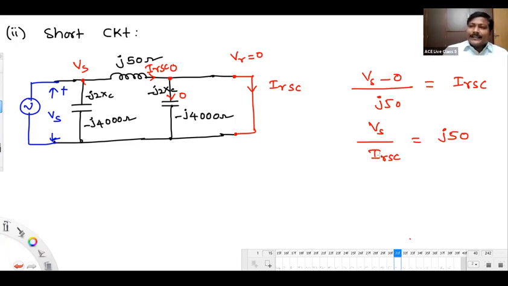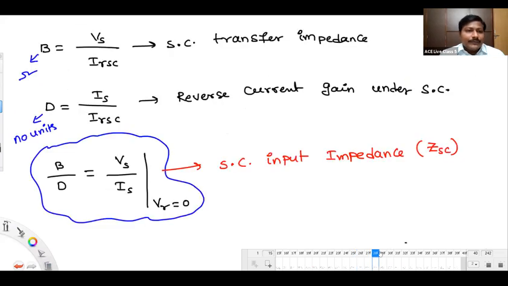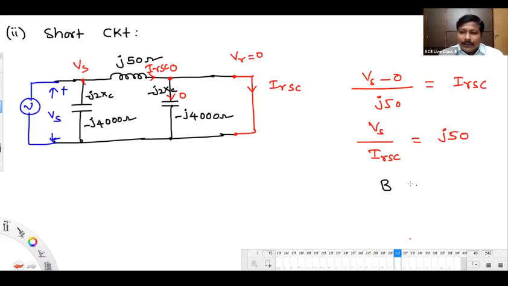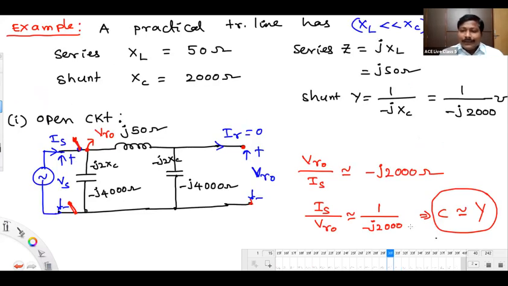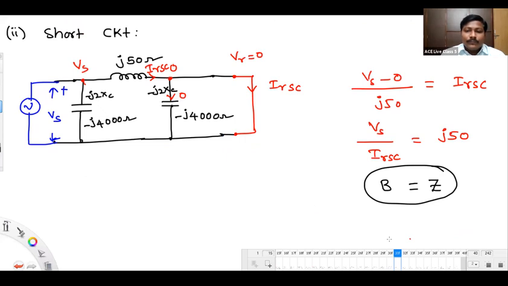What do you mean by Vs by IRSC? Tell me please. That is nothing but the parameter B. Vs by IRSC is nothing but the parameter B. And what is J50? The series impedance of the transmission line. That's the J50. Voltage is 0, current is 0. That's it. The applied voltage is 0 across this capacitor, so the current will be 0.